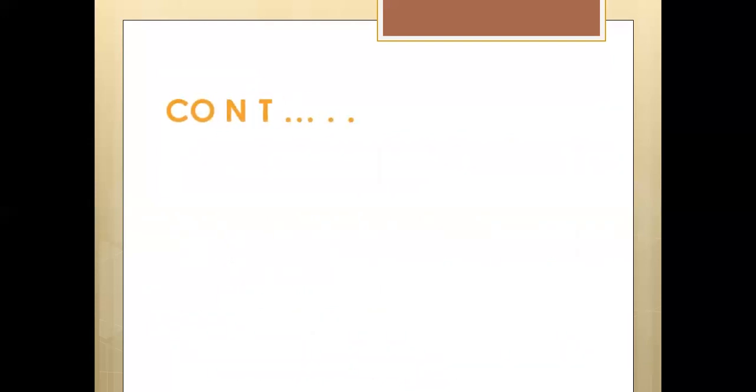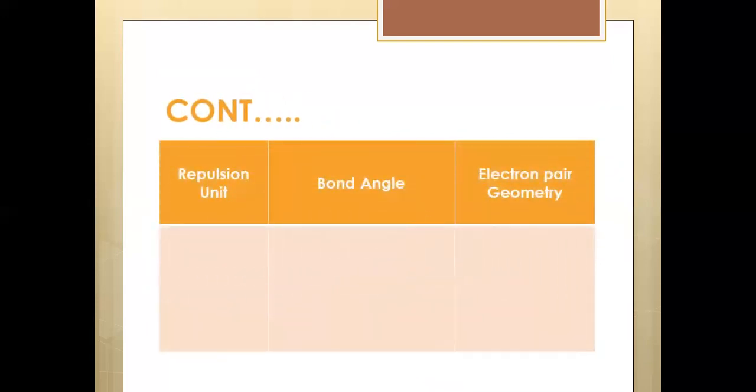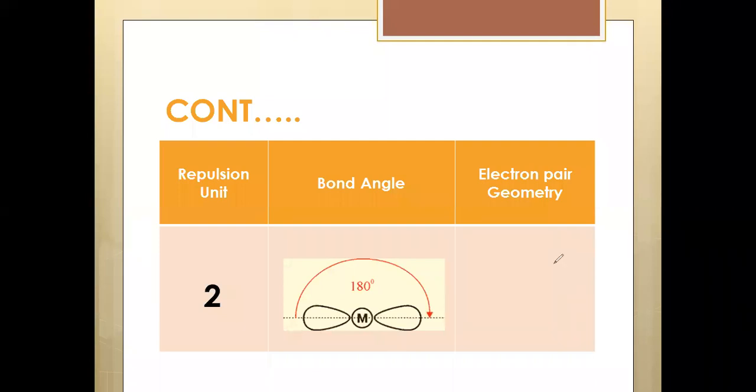So let's move on to the table. Look here very carefully. The repulsion unit is given here. The repulsion unit means the VSEPR unit, right? So the bond angle, and finally, what is the name given for that electron pair geometry? So when your repulsion unit is two, what should be the bond angle? 180 degrees. You can see this very clearly. So why is this 180 degrees?